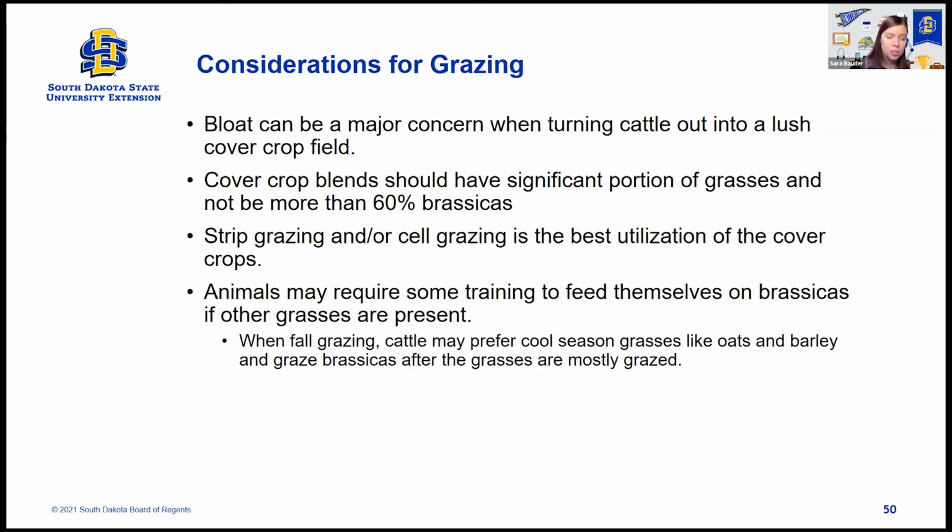Some cover crops are worse than others, of course. Cover crop blends should have a significant portion of grasses in them. And typically we say not more than 50 to 60% brassicas. And that's just for tonnage purposes and for quality.